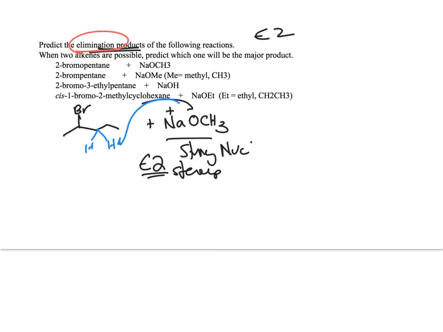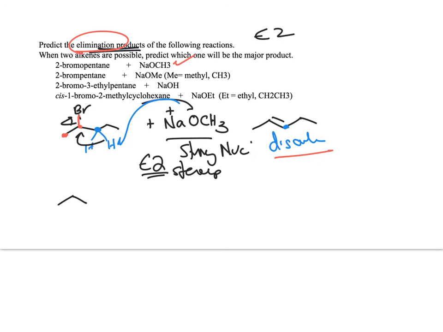hydrogen from the carbon next door, and I just go ahead and draw the major product. It's going to give you the more substituted alkene. So this is a disubstituted alkene. You have to look at the carbon that's bonded to the bromine; it can only take a hydrogen from this carbon next door or this carbon. And it's going to give you the more substituted product.